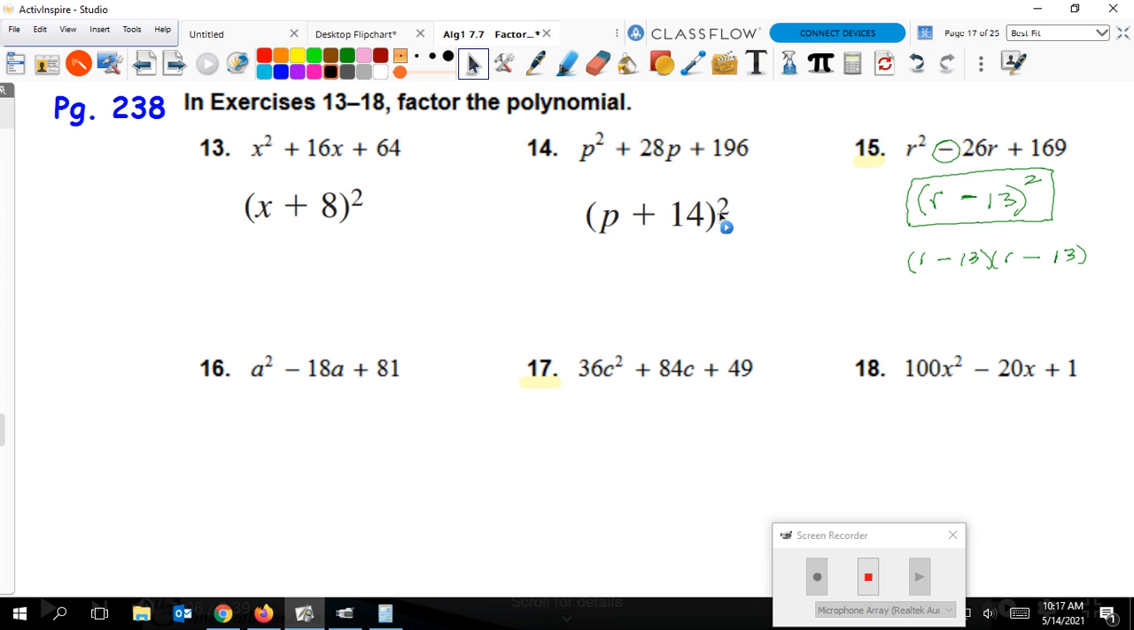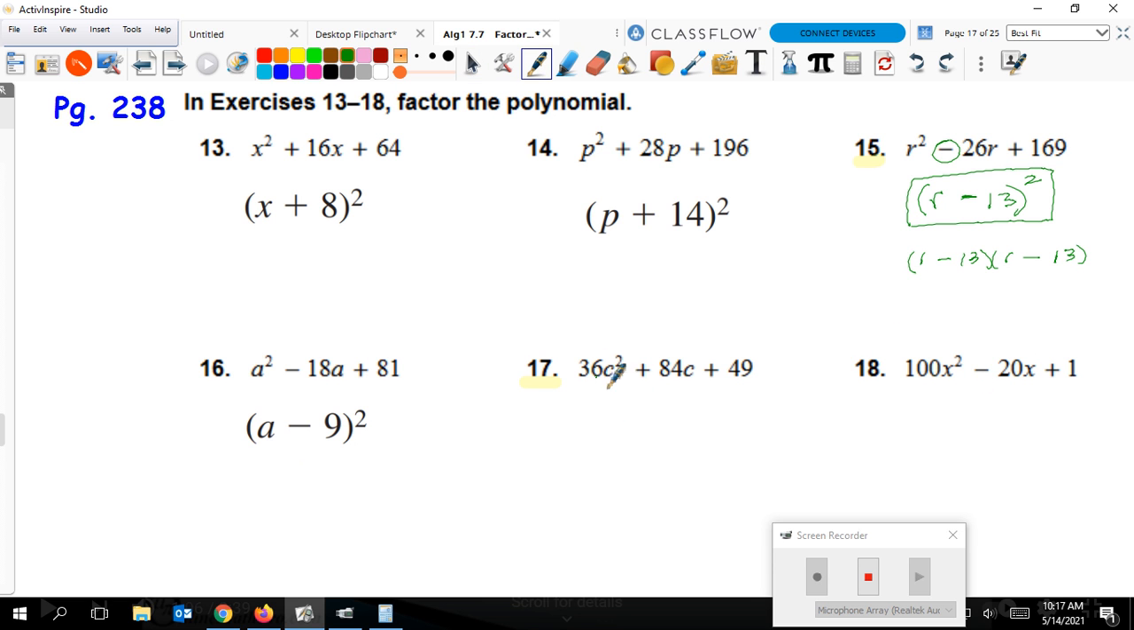And don't forget the square, because there's actually two of them, just like we saw when we did the simple method here. For 16, 81 is 9 times 9. 9 plus 9 is 18, so 9 is that special number with a minus. A minus 9 in the binomial, and don't forget the square. All right, for 17, let's do 17 together, and then you can try 18 on your own.